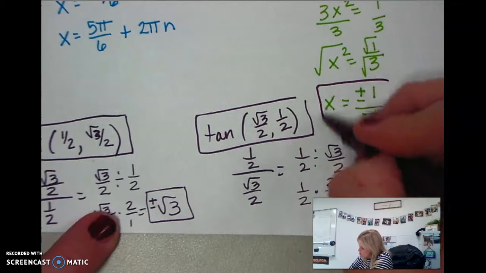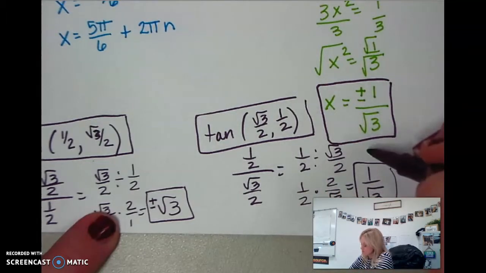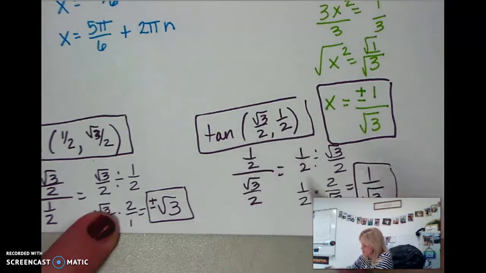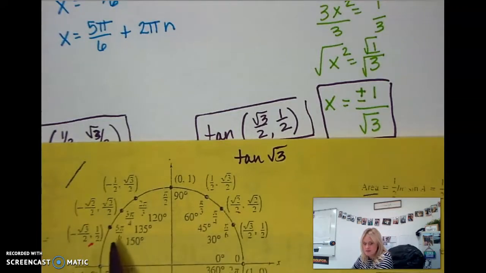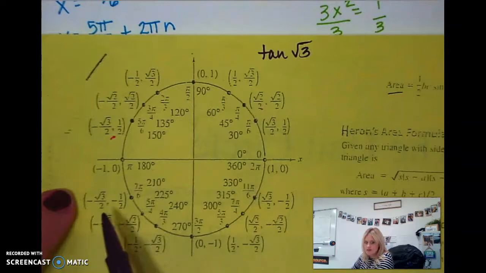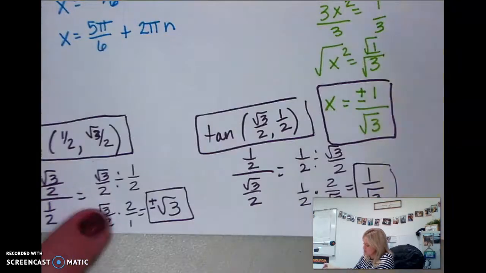When is tangent both positive and negative 1 over the square root of 3? Well, it is every time we have an x and y combination that looks like this. So that happens right here at 30 degrees. It happens right here at 150 degrees. It also happens right here at 210 and over here at 330 degrees. It's all the combinations of when tangent is both positive and tangent is negative.